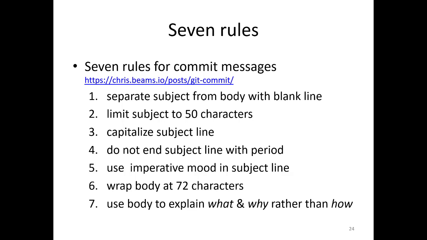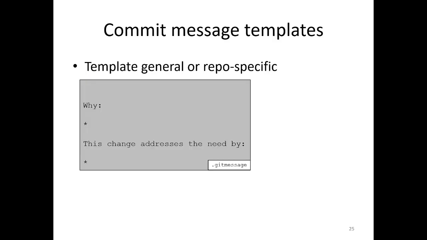The body of the commit message, so the more lengthy explanation, should be wrapped at 72 characters. And the body should explain what and why, rather than how things were changed. The how things were changed is easy. You have Git tools in order to see what the difference is, the textual difference between 2 versions of a file. So you don't need to say how you changed things, you need to say why you did it. That's the important point.